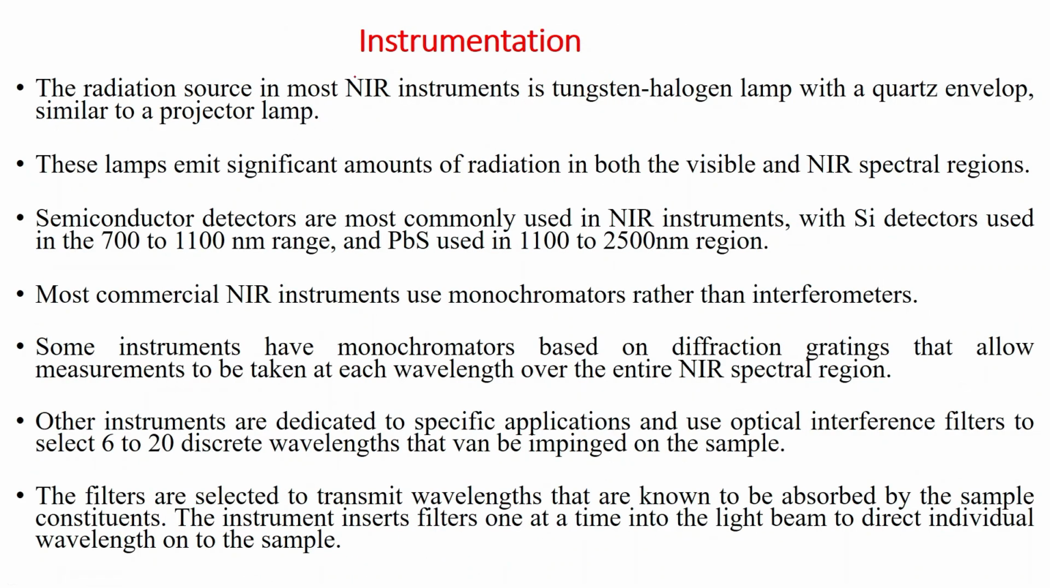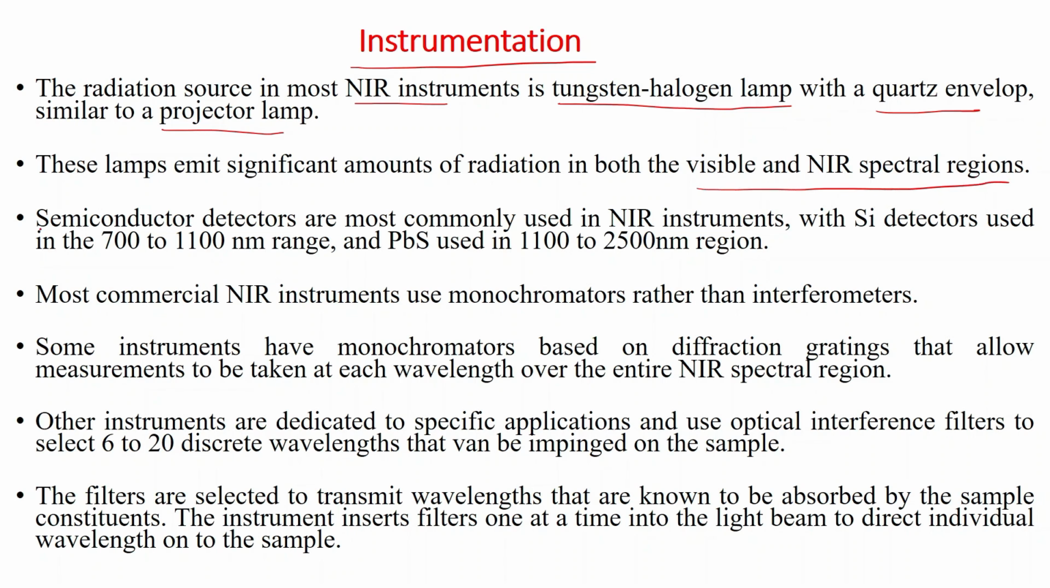If you see the instrumentation of IR spectroscopy, the radiation source in most IR instrumentation is a tungsten halogen lamp. It is different from the MIR instruments, where we make use of either the ceramic rod, that is nichrome wire wrapped around a ceramic core through which electric current is passed, or the Globar source. But here in the IR instrument, it is a tungsten halogen lamp with a quartz envelope, similar to a projector lamp. These lamps emit significant amounts of radiation in both the visible and the IR spectral regions.